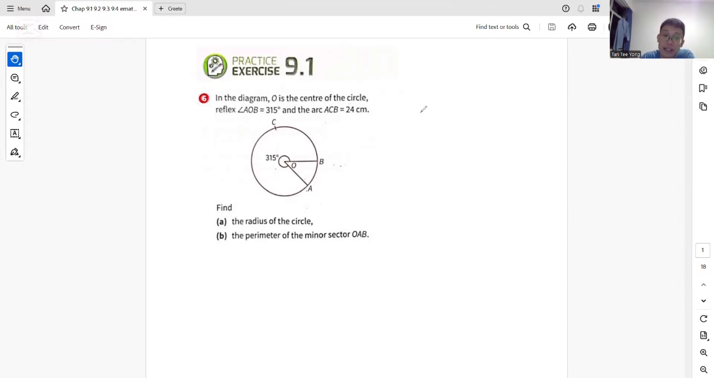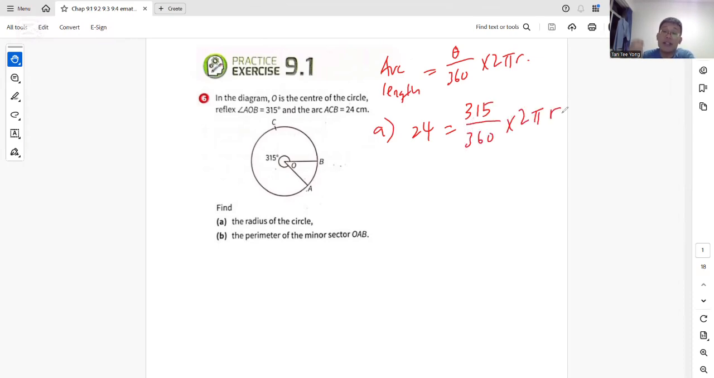Let us recap. The arc length formula is given by theta over 360 times 2 pi r. In this case, for part A, our arc length is 24, our theta is 315 over 360, times 2 pi r. So r is the unknown that we are finding in part A, which is the radius of the circle.